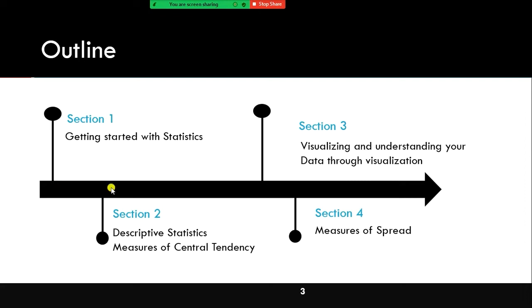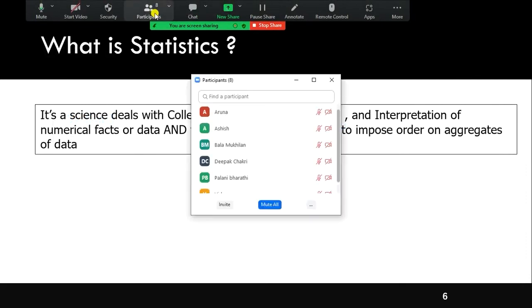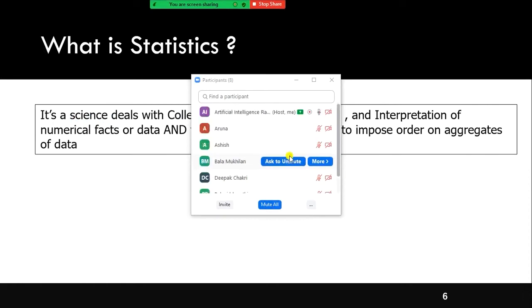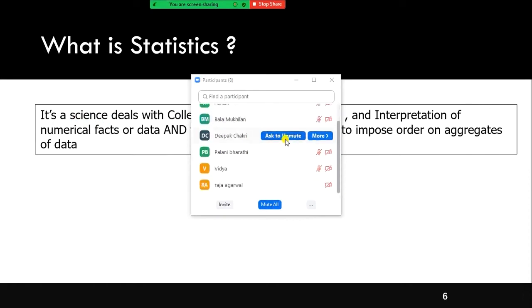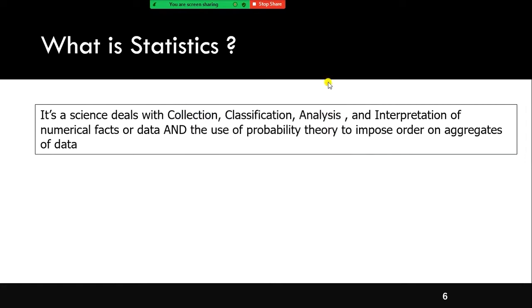Now, first thing first, what is statistics? Can someone tell me what is statistics? What is your understanding about statistics? Let's make this session more interactive. Can someone tell me or open up what is statistics? Statistics is a branch of mathematics. It deals with collecting, organizing, and interpretation of the data.